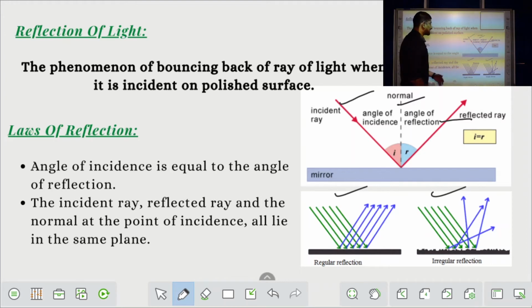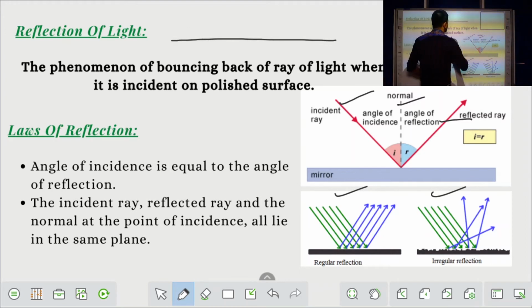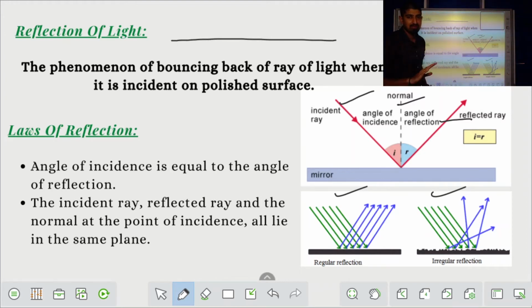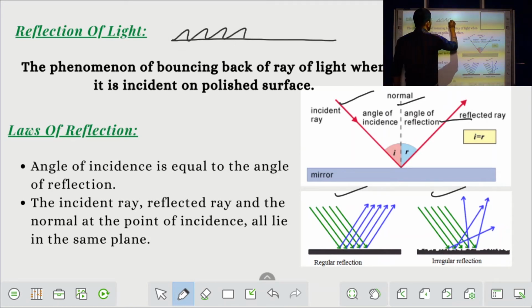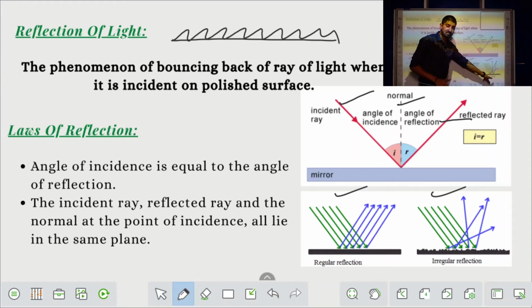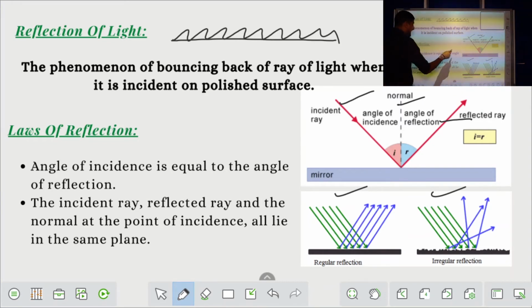Regular reflection means the surface is very smooth or polished or plain, very plain. Irregular means it is having humps here and there, like an uneven surface. If the surface is uneven, we call it what? Irregular surface. Even in that irregular surface, the law of reflection will be followed.